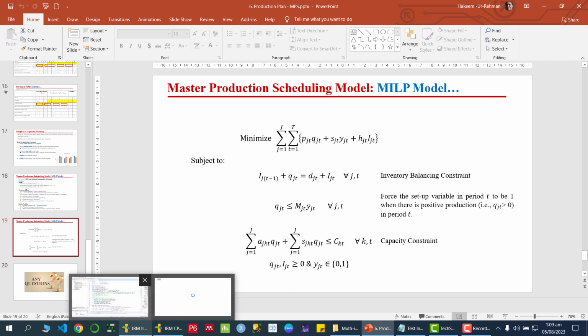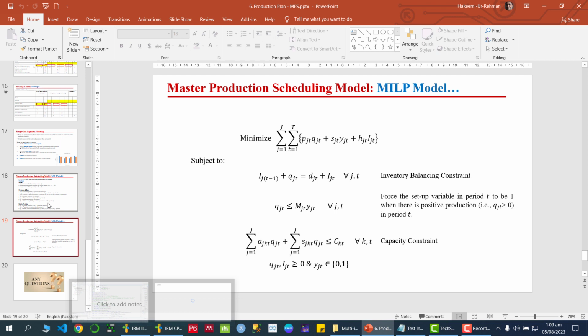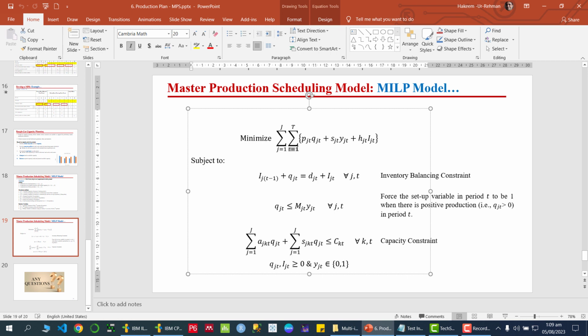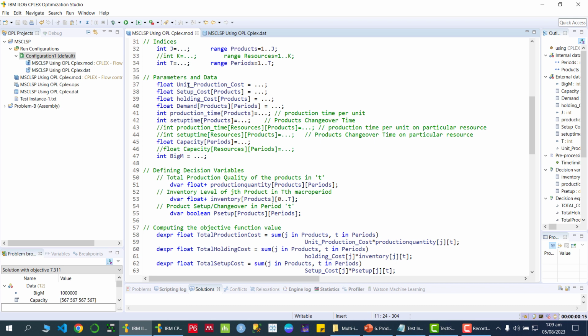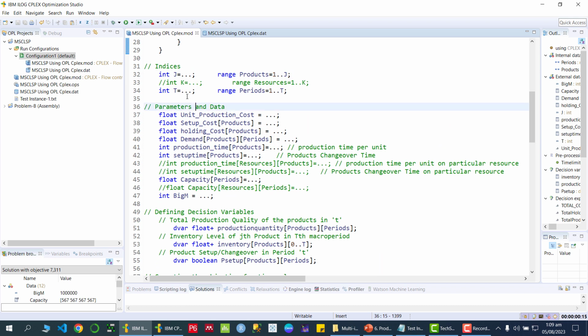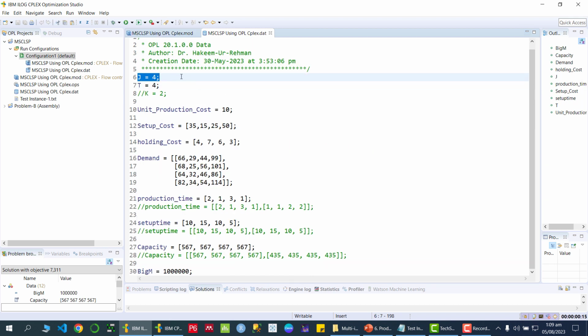In OPL CPLEX, first of all, we are going to define the indices. That means we need to define J and T, where J is representing the product and T is representing the time. As you can see over here, we have the indices, where the double slash is indicating a comment. Then we are defining int as the data type, and J equal to 3 dots, which is indicating we are going to define the number of products in the data file. Over here I have defined the data file, which is 4.